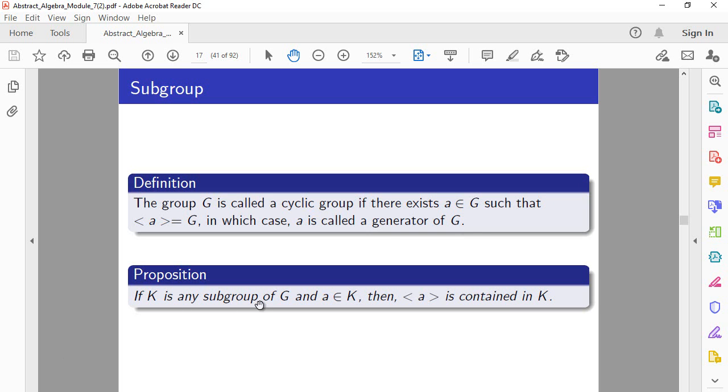If K is any subgroup of G and A is an element of K, then the subgroup generated by A is contained in K. And this is clear because K being a subgroup of G, it is closed under the operation. So if A is in K, then any power of A will also be in K.